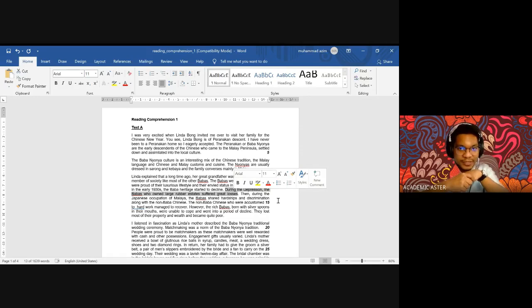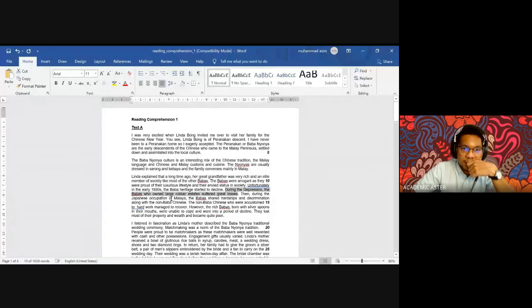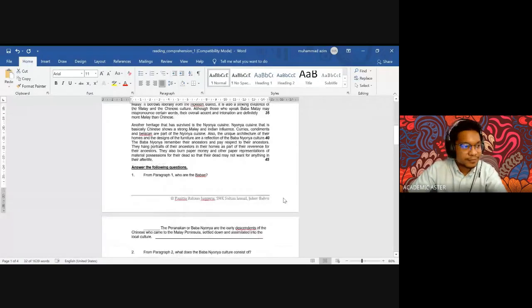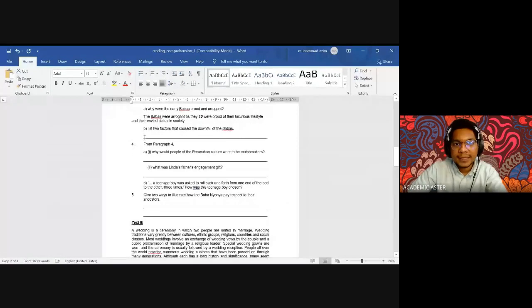So there are two sentences to answer this question. First is, during the Depression, the Babas who owned large rubber estates suffered great losses. So that is the first statement. The second statement, during the Japanese occupation of Malaya, the Babas shared hardship and discrimination. Everyone got that? Everyone got the answer? Dapat? Dapat. Alright. Okay, mana tadi? Sini kan?